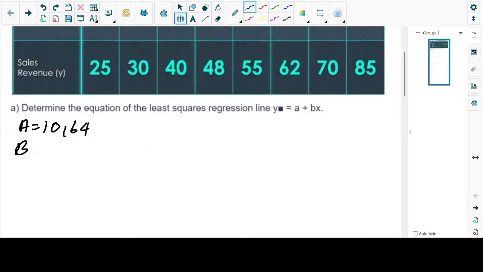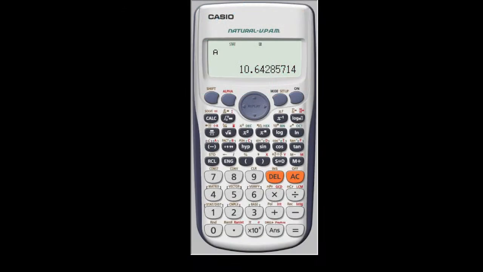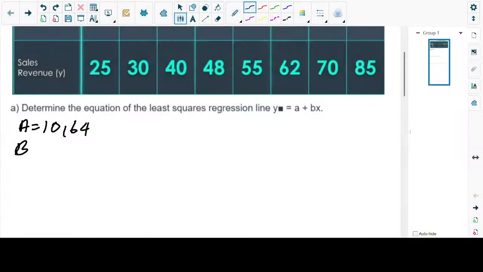We're going back to our calculator. On our calculator we press AC, then shift 1, REG, and then option 2, which is B. Our B is equivalent to 4.998, but that means it's going to be 5.